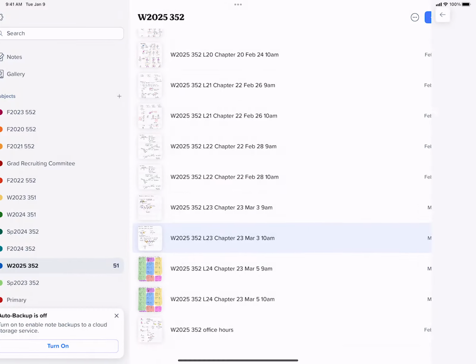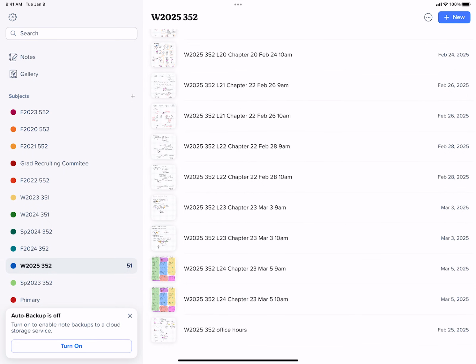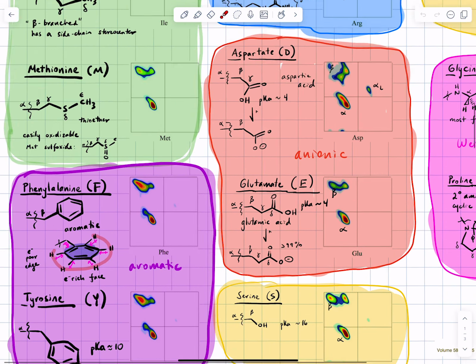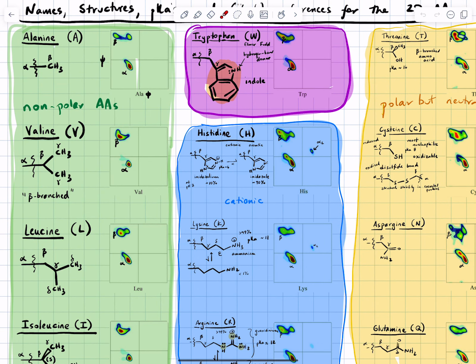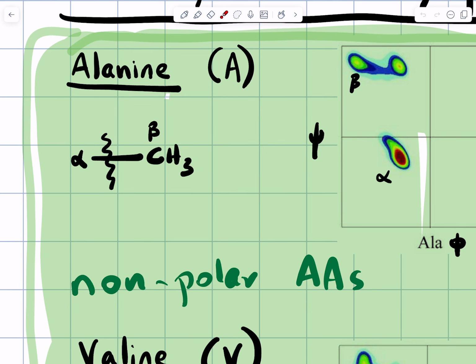So for the most part, you should focus on pKa's of side chains. That said, this first group of nonpolar amino acids doesn't have any side chain pKa's to know. So this is alanine. The one-letter code makes sense. Alanine's just a methyl group.